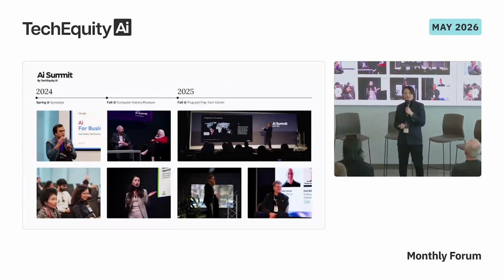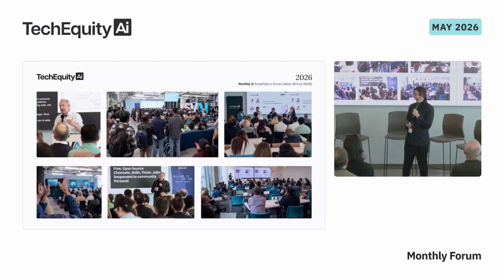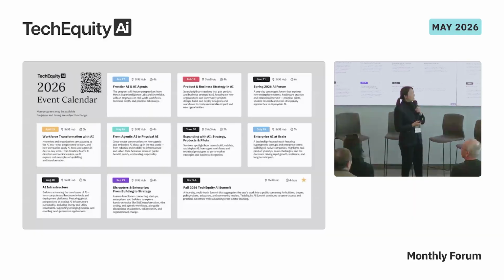For the past 2 years and a half, we have had 3 AI Summits in Silicon Valley. Started in 2024, we had a one-day summit at Synopsys, and a one-day summit at the Computer History Museum. Last year, we had a 2-day summit at the Plug and Play Tech Center. And this year, we've been rolling out our monthly AI forums like this one here at the SVAI Hub. Thanks again to Snowflake for hosting us. We'll also be back in November for 4 full days of events.